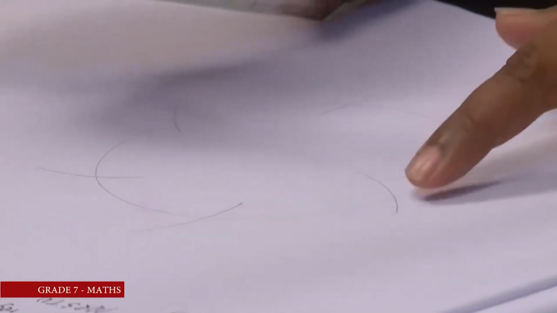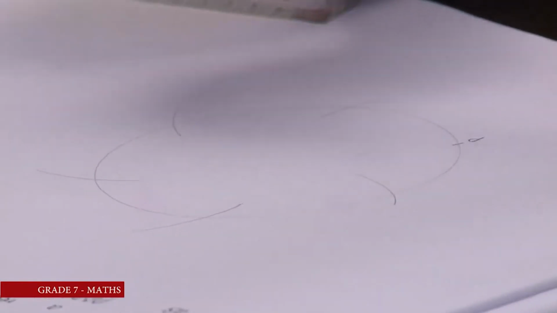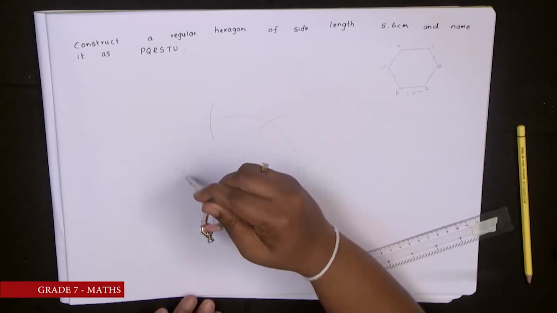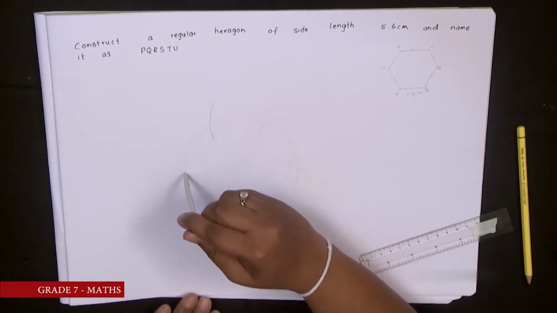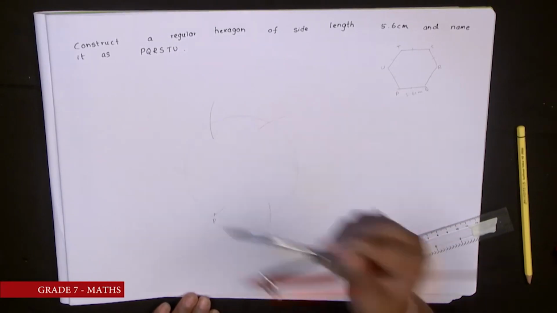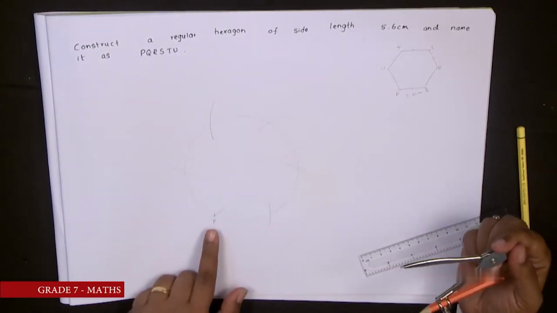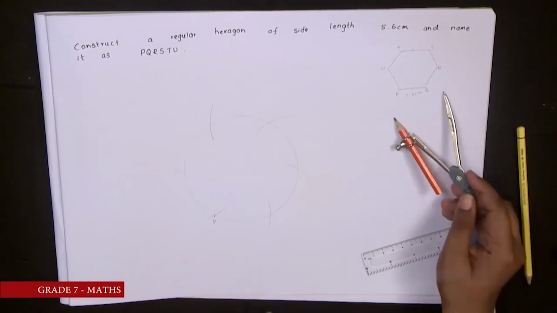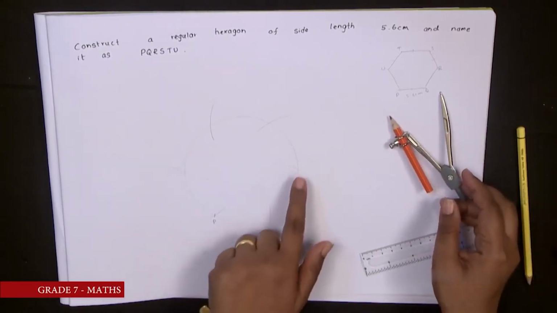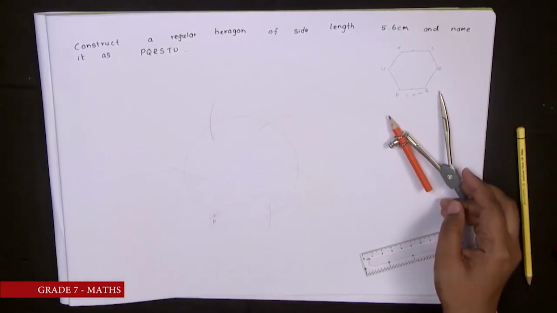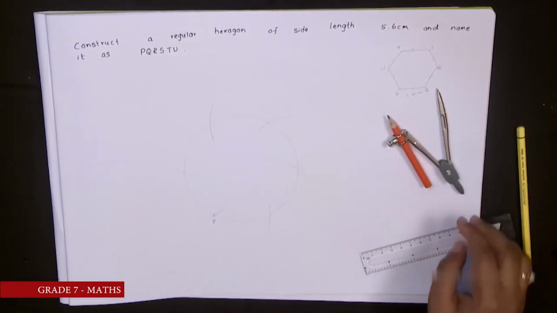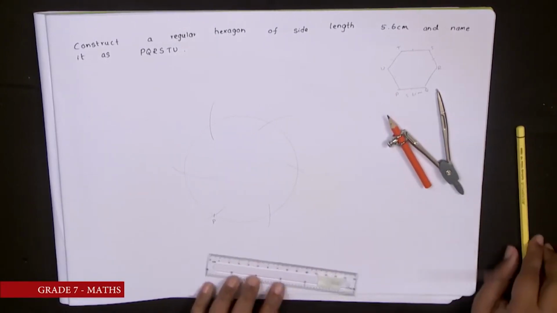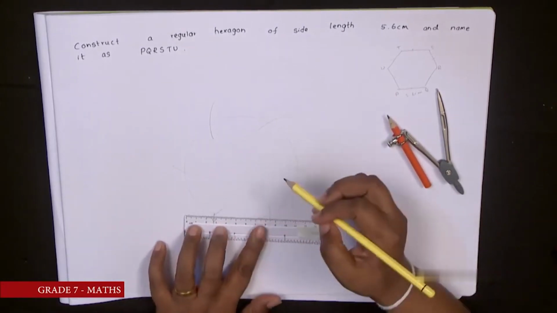Right. We got the final point, that is the sixth point. Right. Once again, place your pair of compasses on the newly constructed point and then draw an arc to go across point P. Right. Now, I have got 1, 2, 3, 4, 5 and 6 points on the circumference of the circle. So, I am going to join these 6 points now.